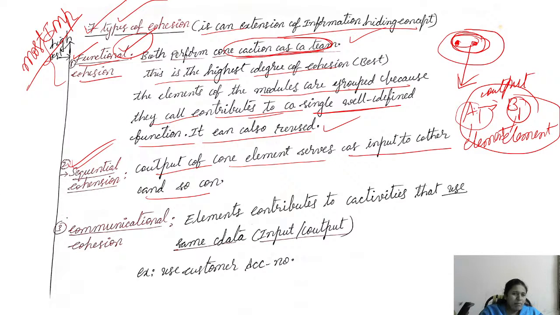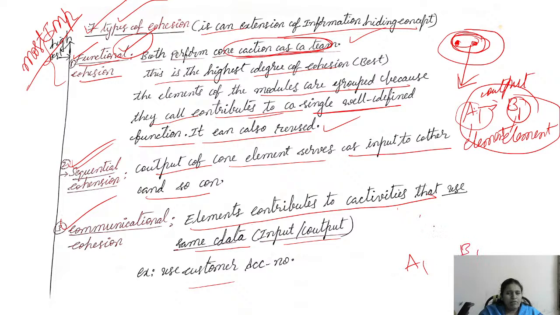Next one is communicational cohesion. Elements contribute to activities that use the same data, input and output. Communicational cohesion means they are using the same data. Element A1 and element B1 are using one common data. That is called communicational cohesion. These two are communicating through this global data.